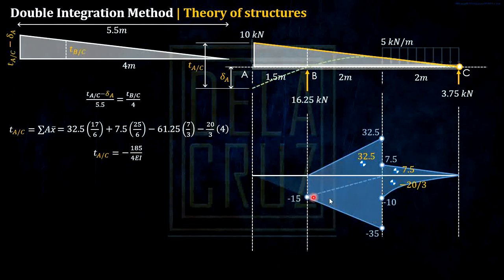Okay, so the area nito, kunin natin yung area nito. That is 1 half of 2 times 15. That is negative 15. How about the area of this triangle? That is 1 half times 2 pa rin times 35. Okay, that is 35 this dimension here. Okay, so we have these areas. Now, the centroids na, location of the centroids.